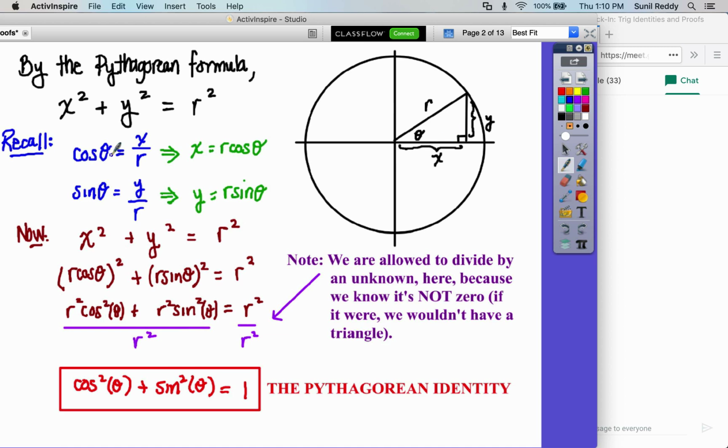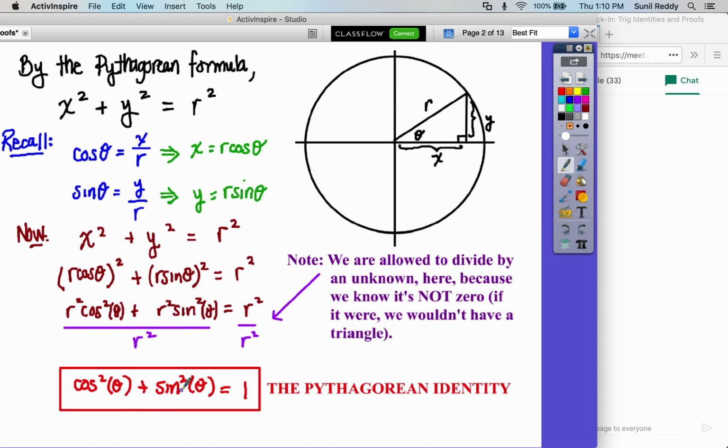So using the definitions of what cosine and sine are as x over r and y over r, I just rewrote those by multiplying r on both sides, so that now we know that x is r cosine theta and y is r sine theta in green, so that then in the Pythagorean theorem formula, we can replace x and y with those green terms, and then squaring and simplifying means after I divide everything by r squared, we're left with this red identity. Cosine squared plus sine squared equals 1. That's a huge trigonometric identity that we're going to use a lot. And that's called the Pythagorean identity, obviously because it's based on the Pythagorean theorem formula.